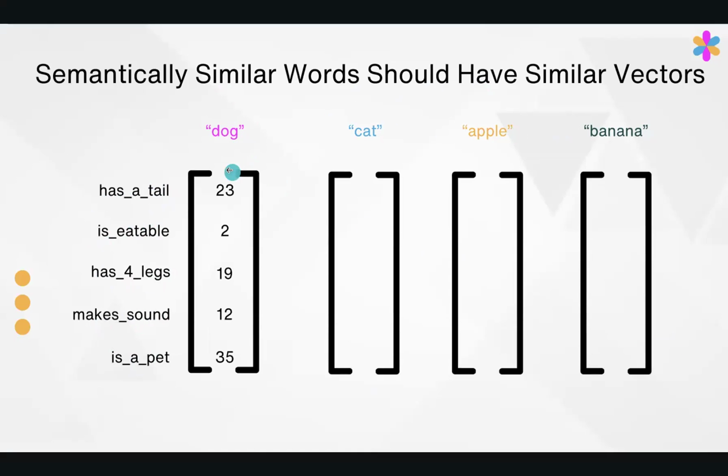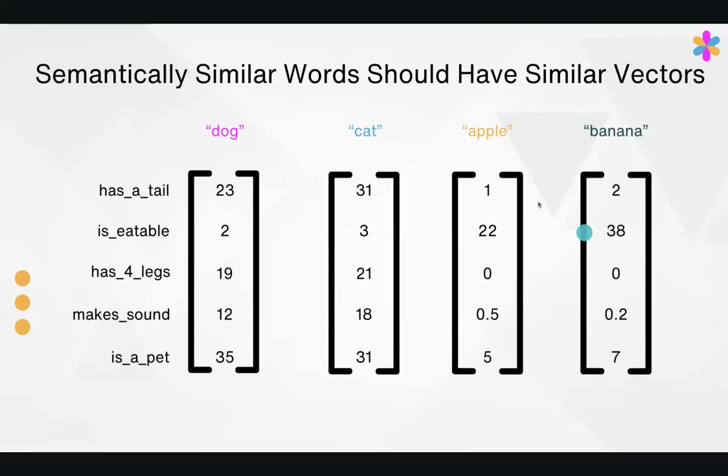So if you see now for the dog, the vector becomes 23, 2, 19, 12, and 35. For cat, it's 31, 3, 21, 18, and 31. Now, if you observe these two vectors closely, you will see that for has a tail, both of these have a higher value. For has 4 legs, both of these have higher values. For makes a sound and is a pet, both of these have higher values. So you will see that these vectors are related to each other. So these vectorized representations are actually capturing the semantic meaning of the words.